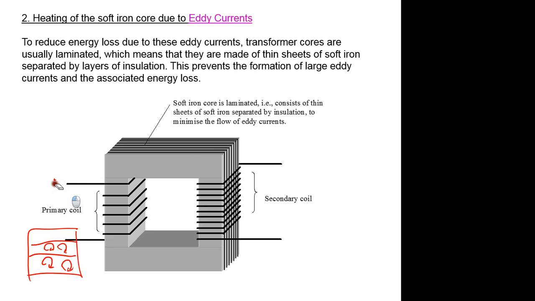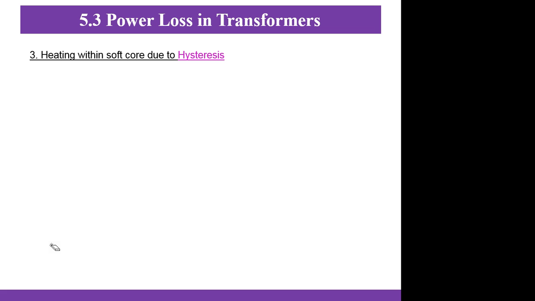So this is eddy currents, right? And we have a way to limit it. The next one, however, we have even less ways of limiting it. That means all transformers in reality are not ideal. Next one is called hysteresis. Not hysteria or hysterical. Okay, it's hysteresis. What is hysteresis?